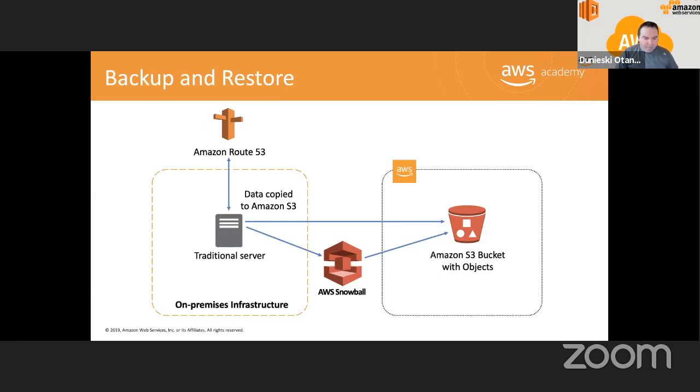So in this diagram, we have a traditional server, right? In this, the data is in the traditional data center. That's where the data is. So Amazon Route 53 points to the data center, right? It's right here. And it copies data either by using AWS Snowball or directly into an Amazon S3, right?